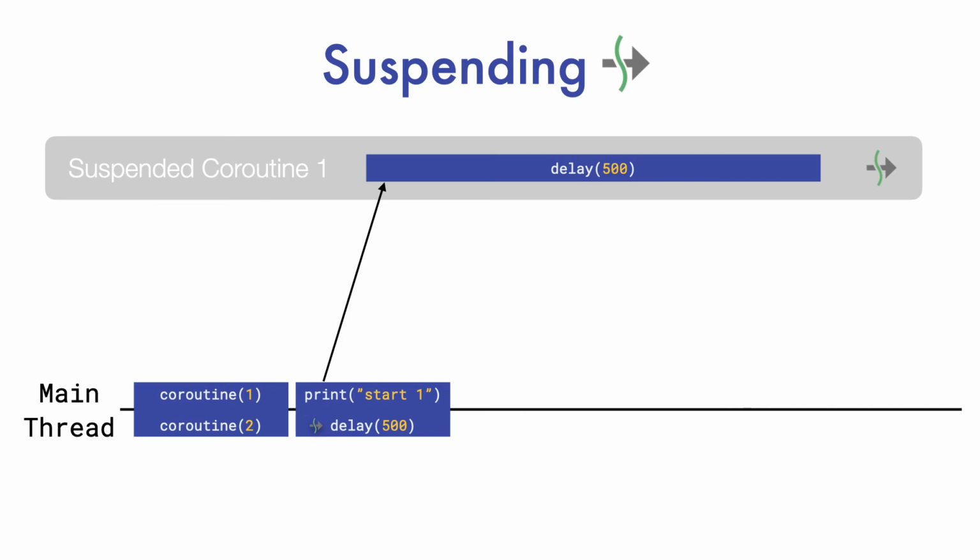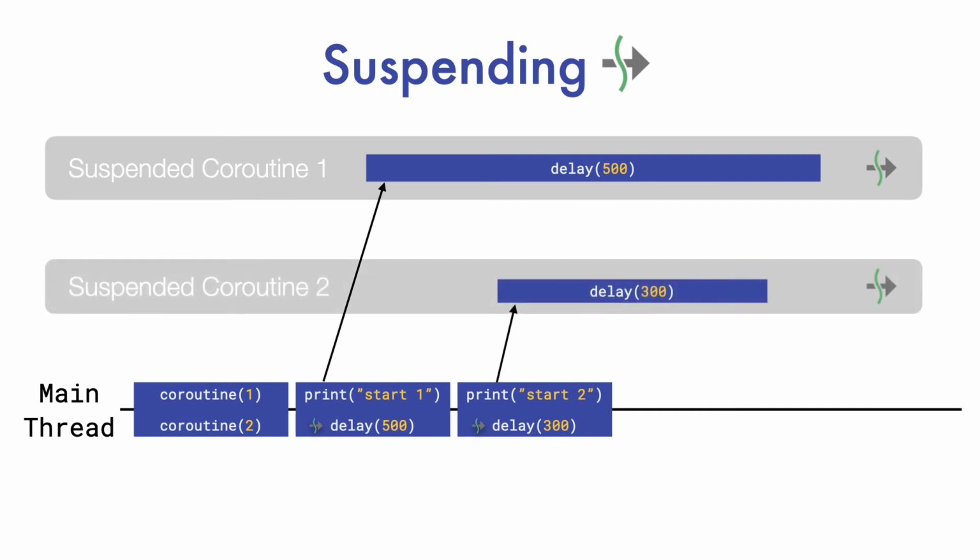Then the second coroutine prints out that it has started. It also calls delay next and then gets suspended too. When the 300 milliseconds of the second coroutine have passed, it wakes up, starts to run again, and then prints on the main thread that it has finished. The same happens with coroutine number 1.